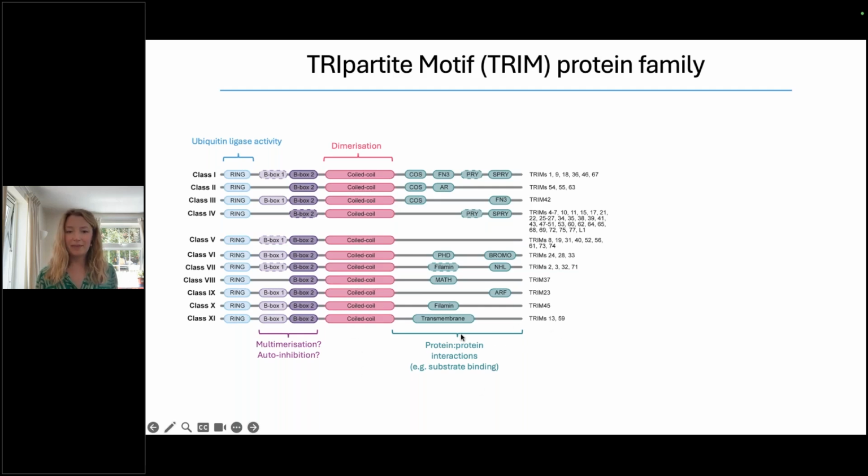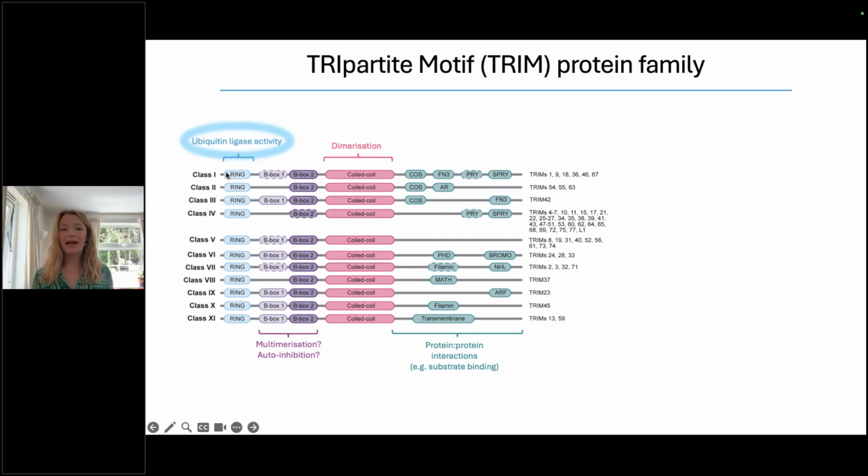So the C-terminal domain is thought to mediate substrate binding. The coiled coil mediates homodimerization of TRIMs. The B-boxes regulate either multimerization or, in some cases, autoinhibition, and in some cases it's not known what they do. And then at the N-terminus here, you have this RING domain.